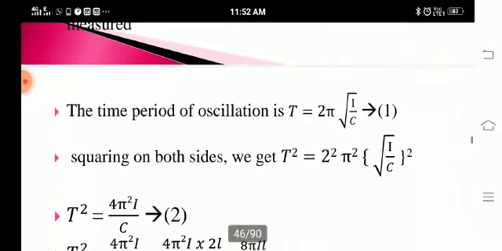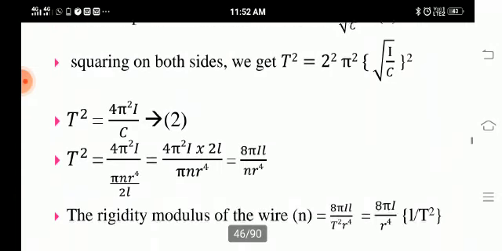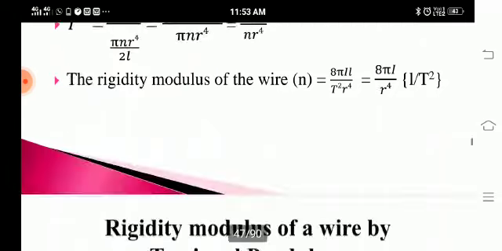Applying these values in the equation for the time period of oscillation, we get T squared is equal to 4 pi squared I by C. Simplifying it, we get the rigidity modulus of the wire as 8 pi I L by R power 4 into T squared.